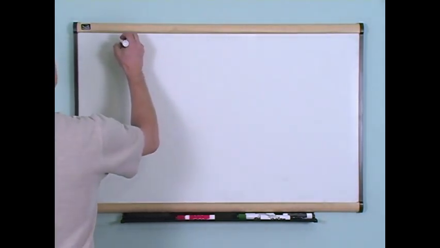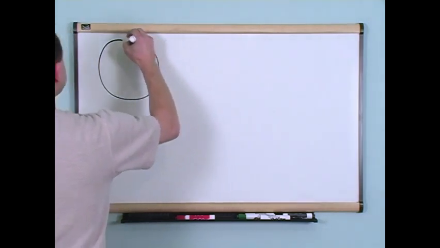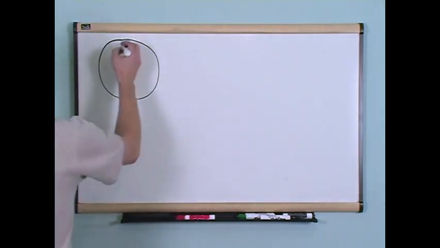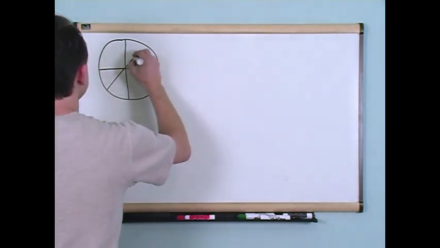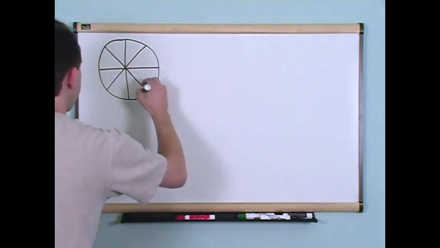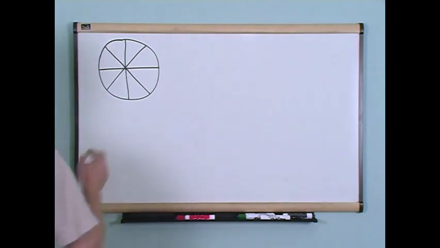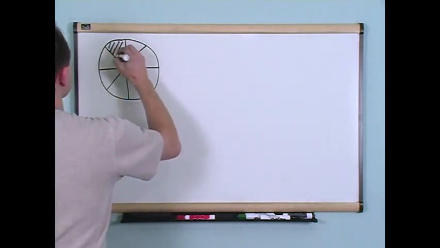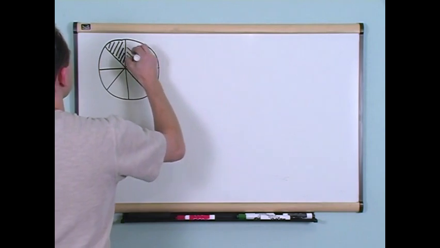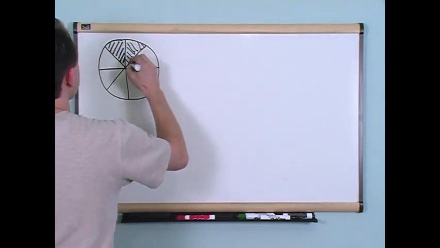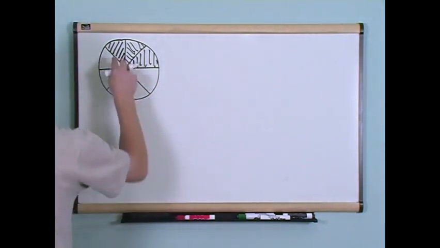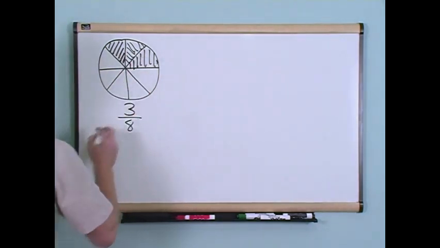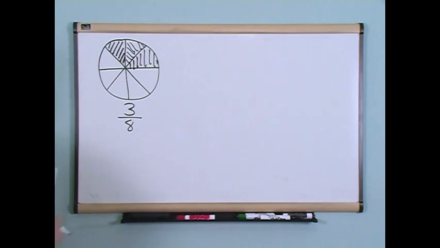What if I had a pie like this, okay, and I divide it into 8 pieces? Okay, so here's 4 pieces, 6 pieces, 8 pieces of that pie, okay? And what if I take, here's 1 piece, here's 2 pieces, and then here's 3 pieces. 3 pieces of that pie. So 3 pieces out of a total of 8 pieces. So 3/8 is my fraction here.